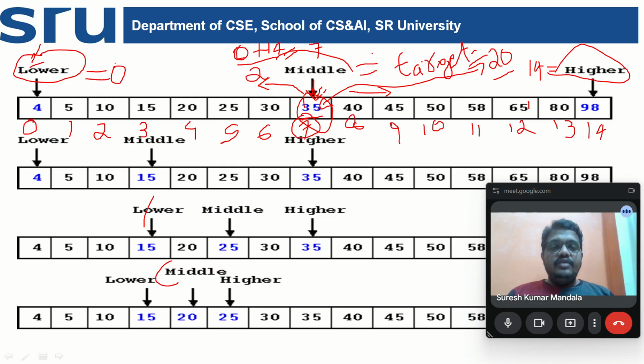So what is the advantage if we are not comparing half of the array? What is the advantage we will get? The execution time will be much faster compared to the linear search. That is the advantage we are having.